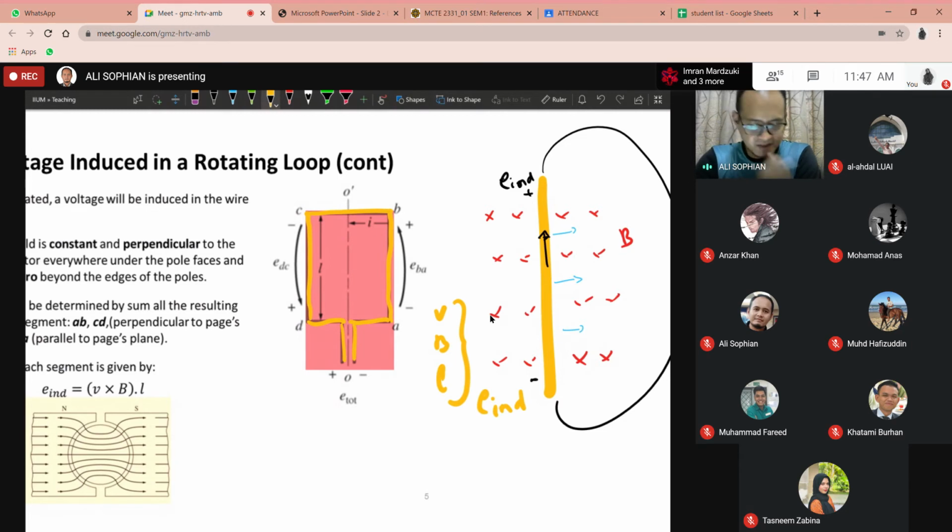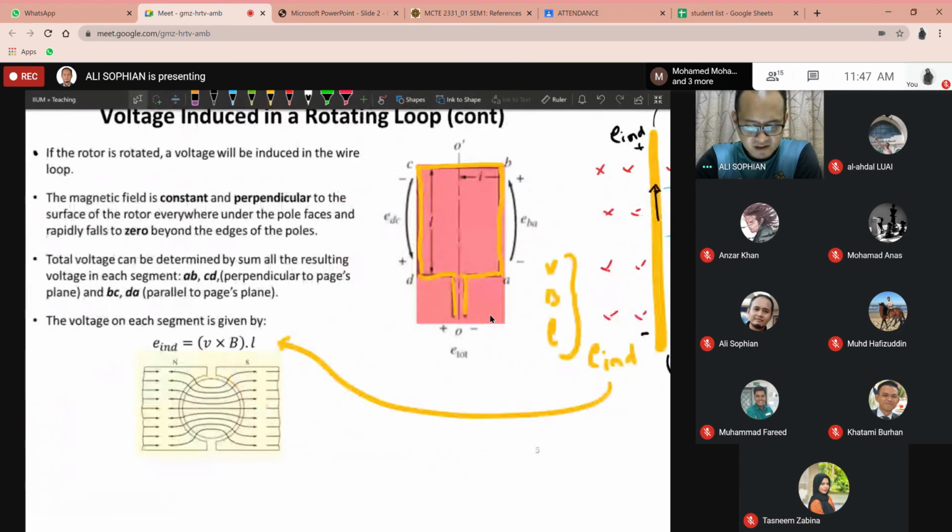Because it has to follow this equation, the induced voltage is equal to (V cross B) dot L, yeah? L is again the length of the wire, or each segment in this case. So I'm saying that it has to have the right angles. If V cross B, for example, if they are parallel, then V cross B will be 0, and therefore there is no induced voltage.